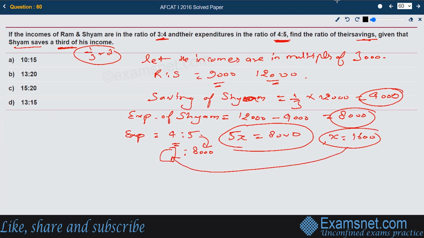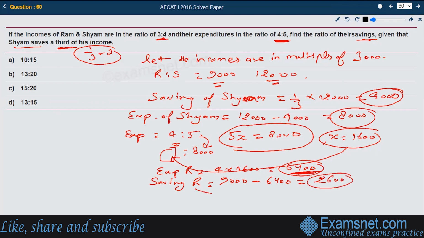So the expenditure of Ram is going to be 4 into 1600, that is nothing but 6400. So the expenditure of Ram becomes 6400. So how much is his saving? How much is the saving of Ram? We are supposed to subtract his expenditure from the income. His income was, if you see, already given, 9000 minus 6400. That comes out to be 2600.